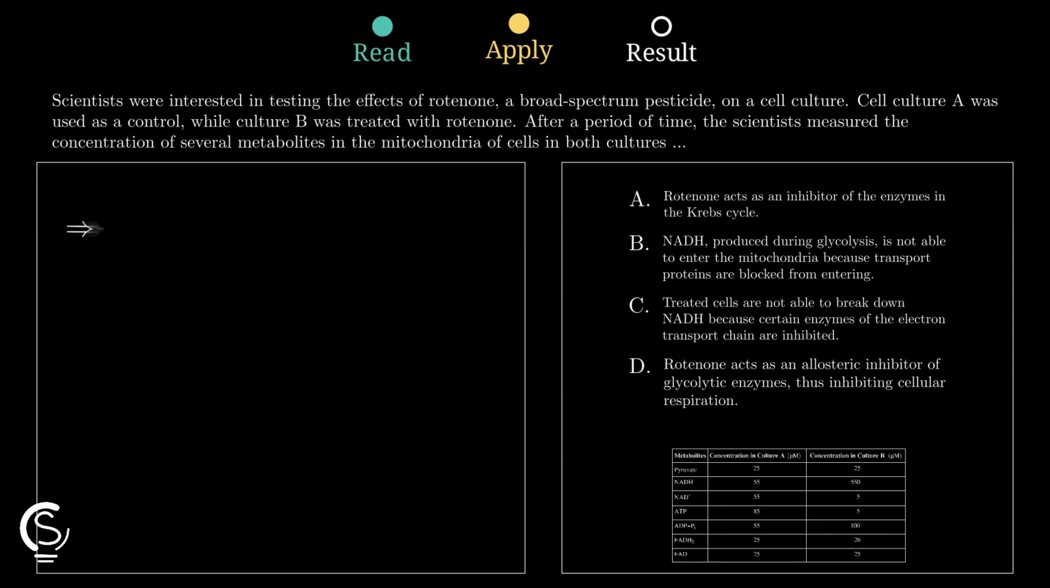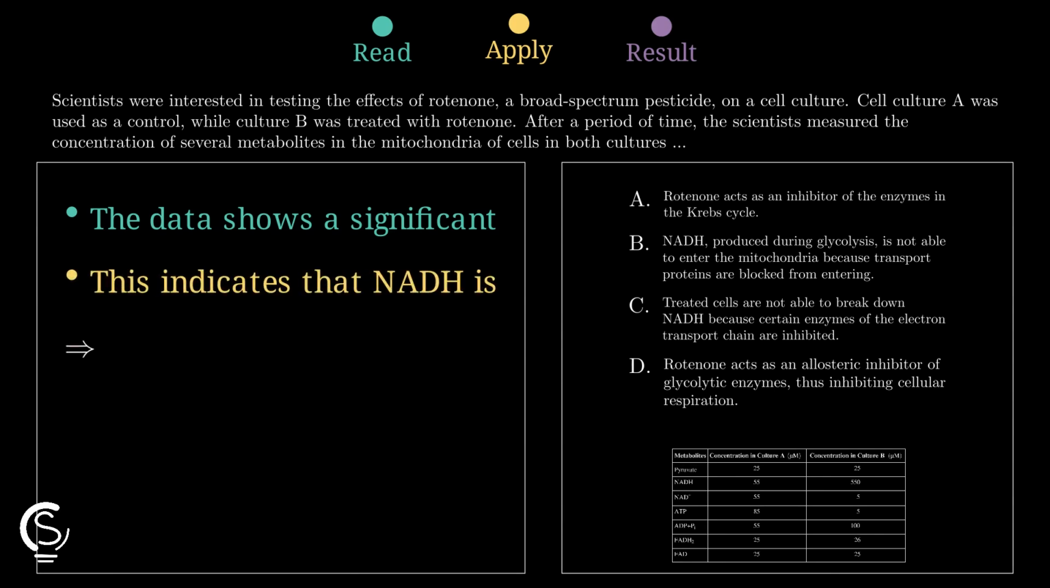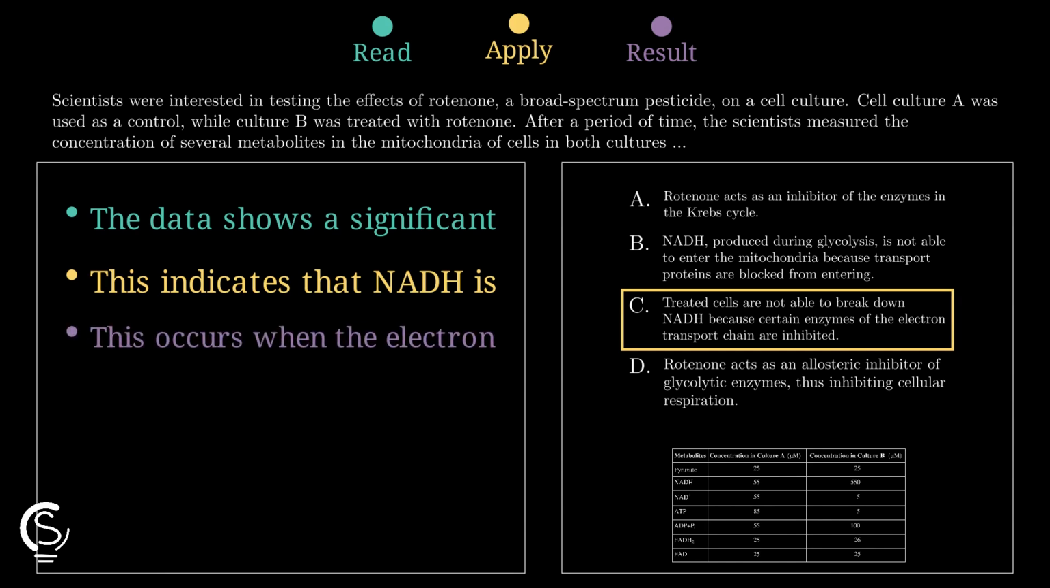If NADH accumulates, it is not being oxidized back to NAD+, so the block must be in the electron transport chain, where NADH normally donates electrons. That matters here. This happens when electron transport chain enzymes are inhibited, so treated cells cannot break down NADH effectively, and that makes option C the best explanation.